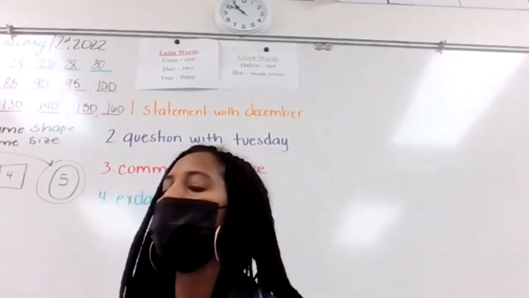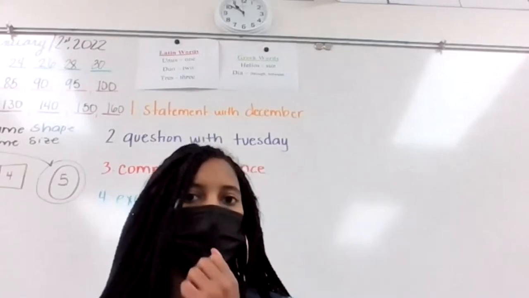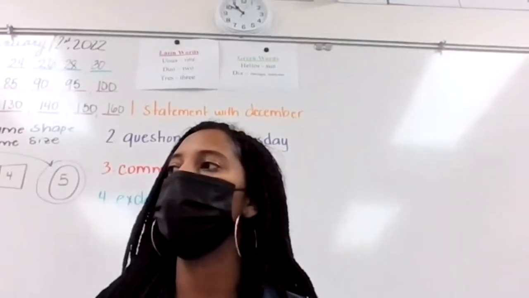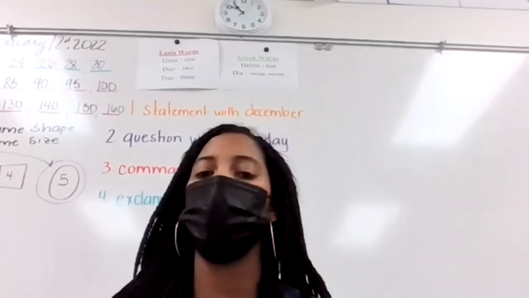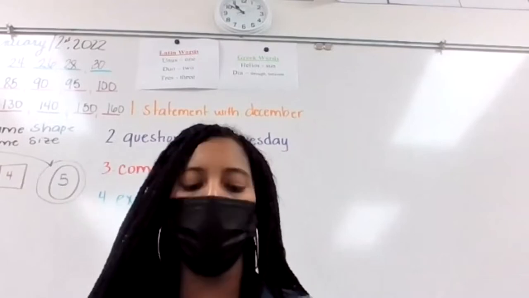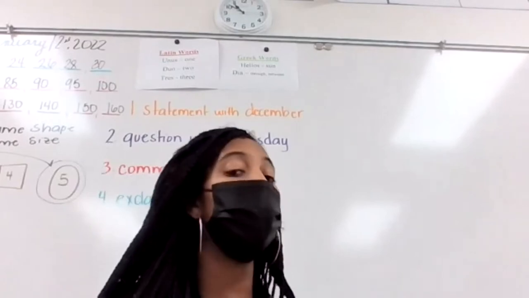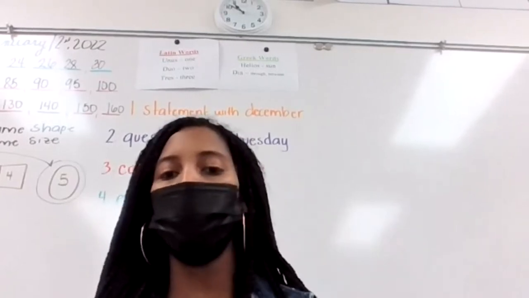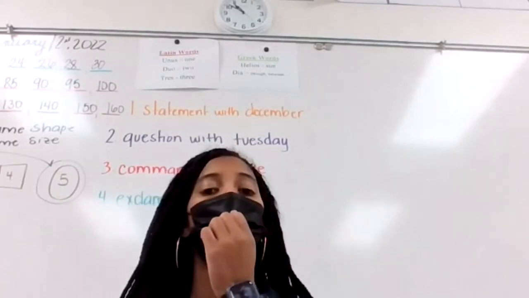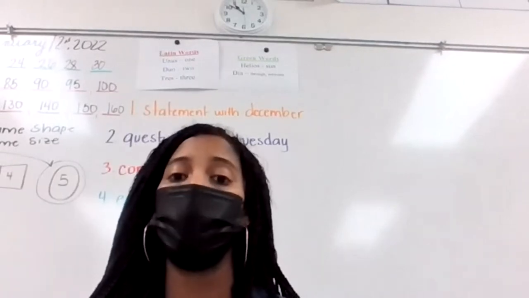But question and exclamation sentences end a little differently. How do they end? How does a question sentence end? With a question mark. And then how does an exclamation sentence end? It ends with an exclamation mark. So that's important to remember when you're writing your own. When you're identifying them, it's pretty obvious because you'll look at the end. But when you're writing your own type of sentence, it's important to know what goes at the end to put the right thing at the end.